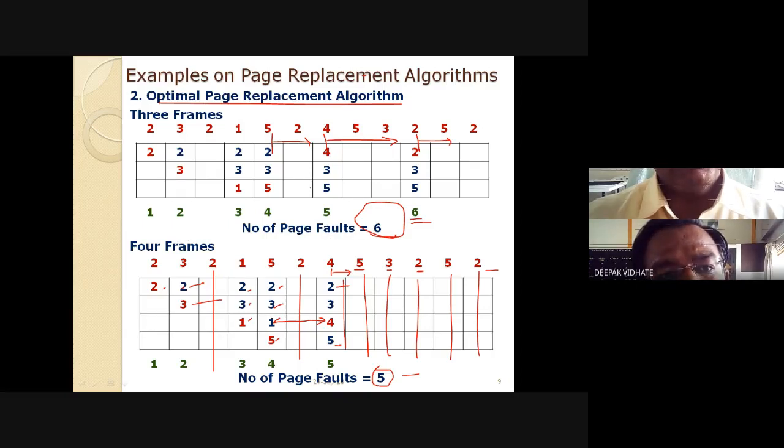So this is the comparison you can write for the optimal page replacement algorithm. Using 3 frames, we got 6 page faults, and using 4 frames, we got 5 page faults, right?